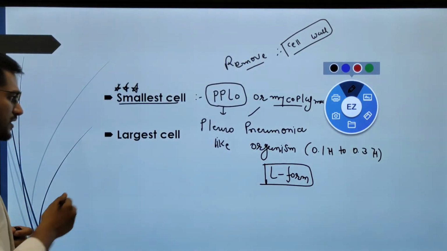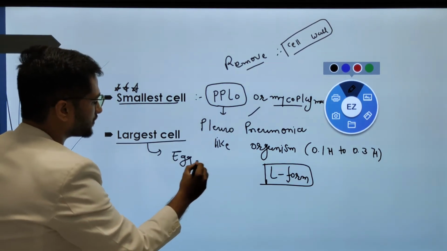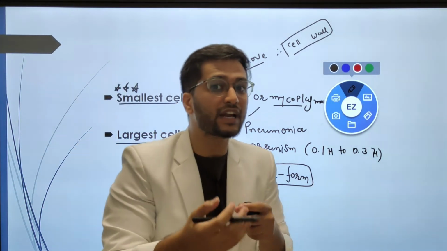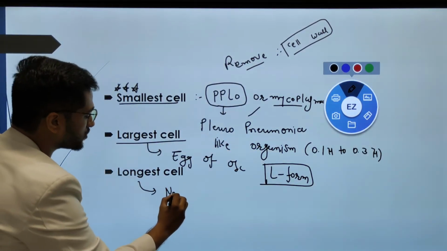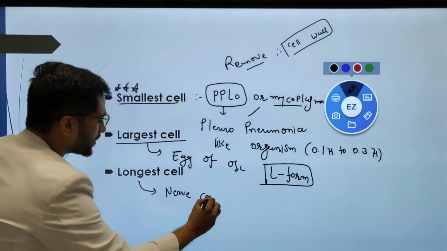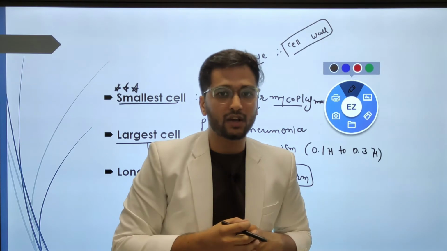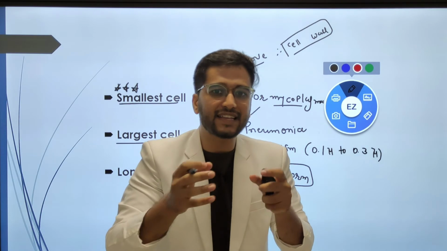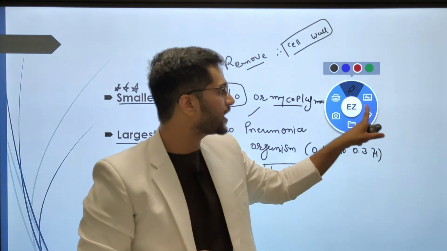Now, the second one is the largest cell. The largest cell is the egg of ostrich, which is the isolated egg of ostrich. The next one is the longest cell, and the longest cell is the nerve cell. Why is the nerve cell the longest cell? Because it has to conduct information from the periphery to the brain, or from PNS to CNS as well as CNS to PNS. For that reason they have to be elongated. So nerve cells are elongated and one of the longest cells present in the biological world.